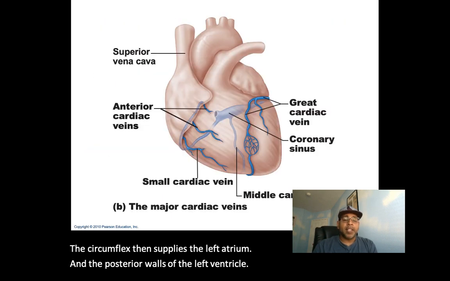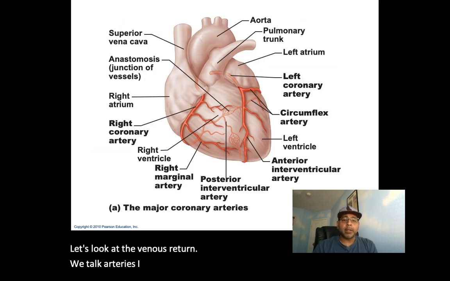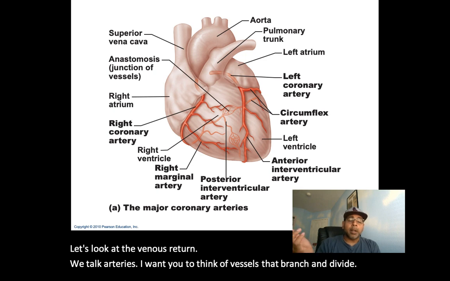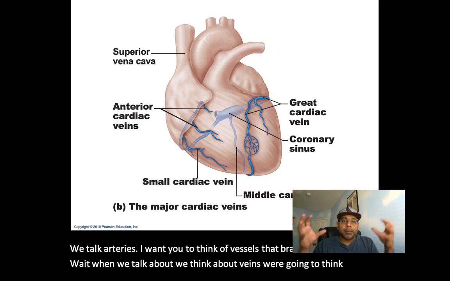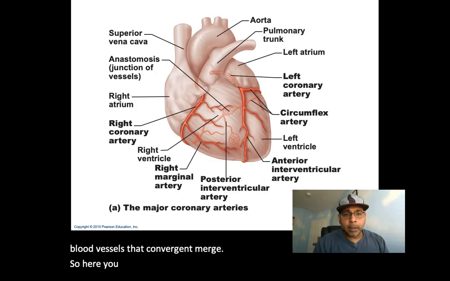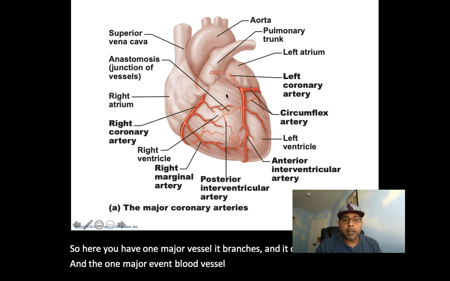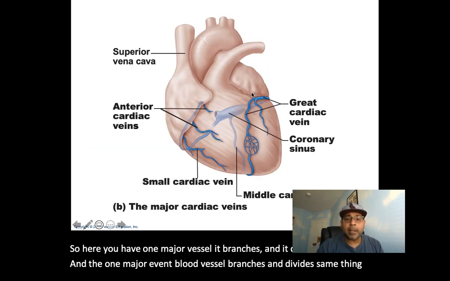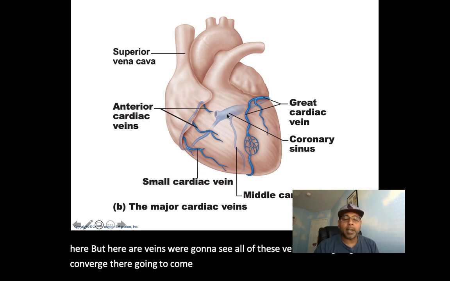Let's look at the venous return. When we talk arteries, I want you to think of vessels that branch and divide. When we think about veins, we're going to think about blood vessels that converge and merge. So here, you have one major vessel, it branches and divides. Same thing here. But here, with veins, all of these veins we see are going to converge. They're going to come together and give rise to this one vein here.